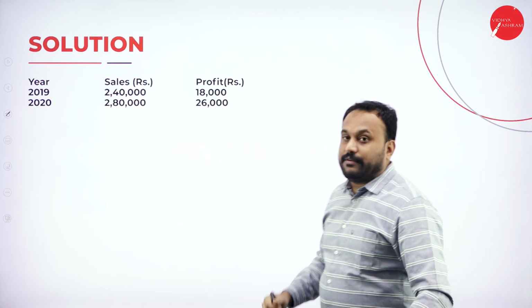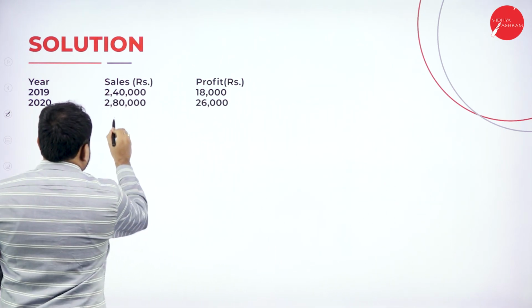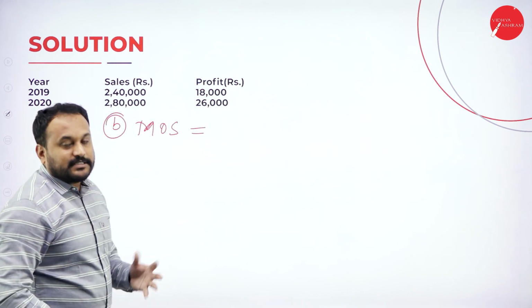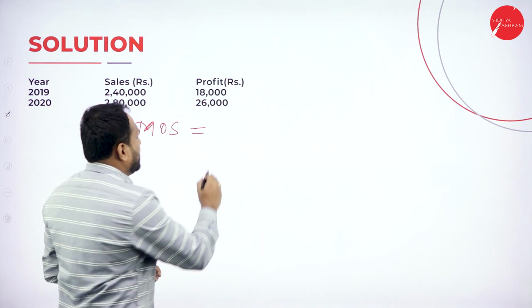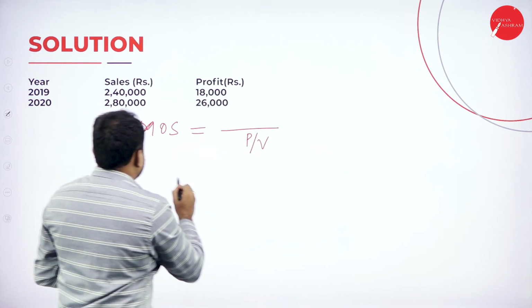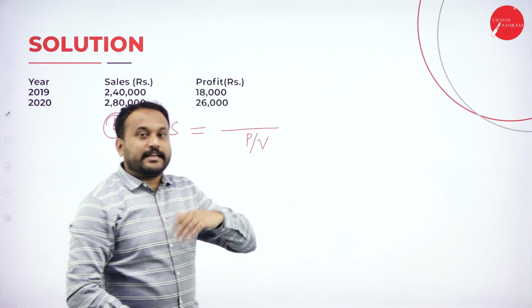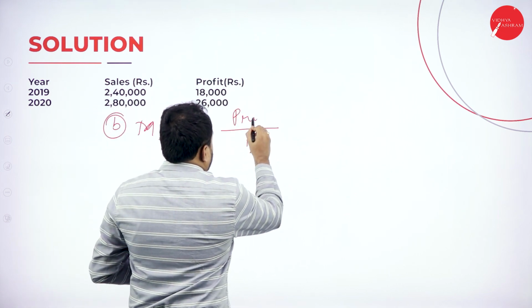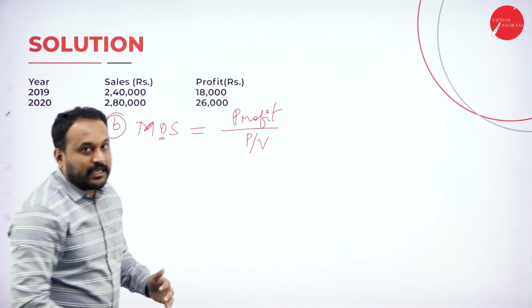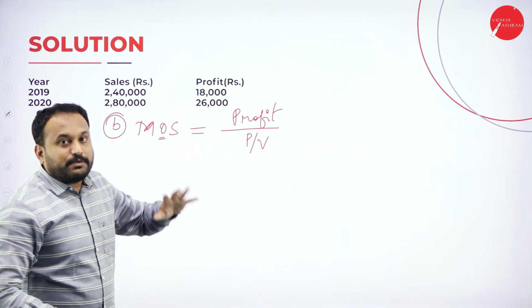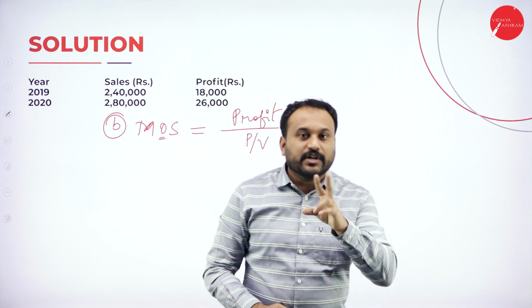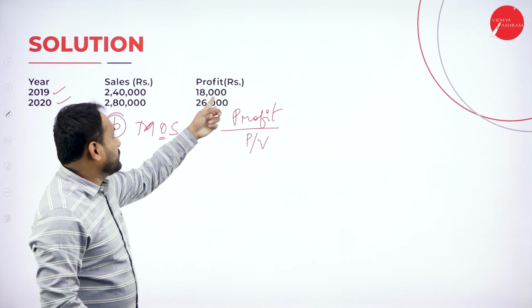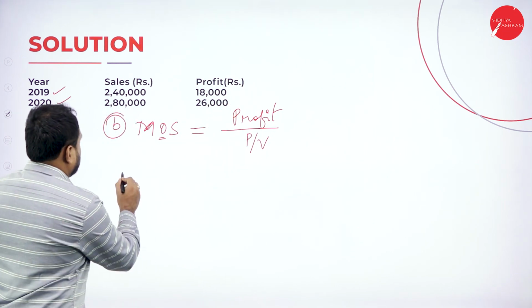I'll show you how to calculate margin of safety, and that is B. Margin of safety is equal to. Same way as BEP, in margin of safety also, the denominator is PV. Now what is the middle alphabet? O. After O in the English alphabet, what will come? P. P means profit. Easy. Now understand, profit by PV. What was the question? For both the periods, for 2 years. 2 years means 2019 and 2020. What is the profit in 2019? 18,000.